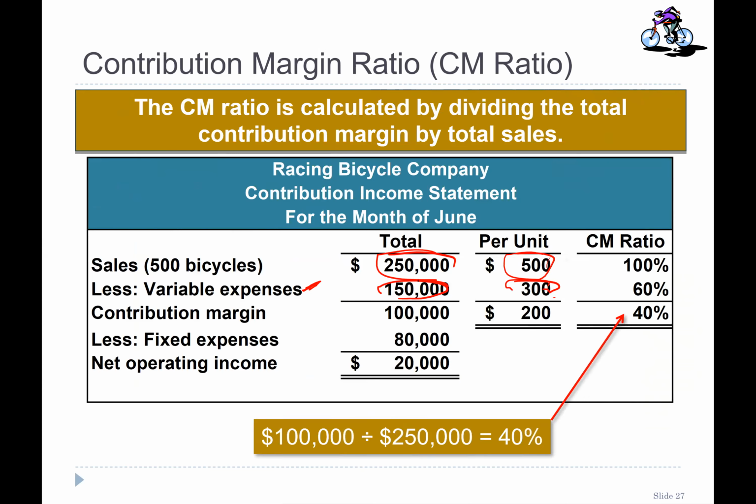The answer remains the same. So 150,000 variable cost divided by 250,000, the answer would be 60%, or 300 divided by 500, the answer would be 60%. So it's up to you. If you are given per unit figures, you can find out the variable cost ratio. If you are given the total numbers, you can also find out the variable cost ratio.